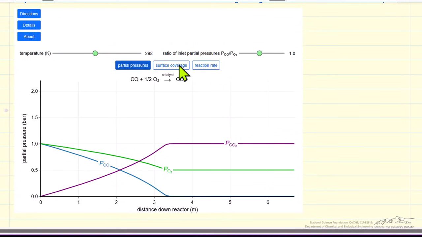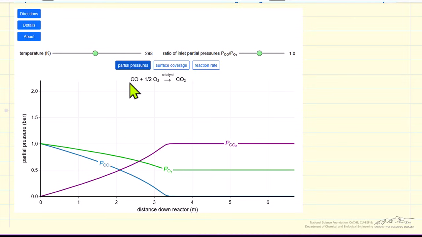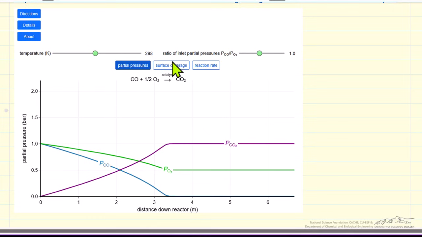So we'll look at surface coverages because it turns out carbon monoxide adsorbs more strongly than oxygen, so it actually inhibits the reaction. And as we react away carbon monoxide and get more oxygen coverage, the rate of reaction increases even though the partial pressures are decreasing. And so we'll look at these surface coverages with this simulation and also the reaction rate.